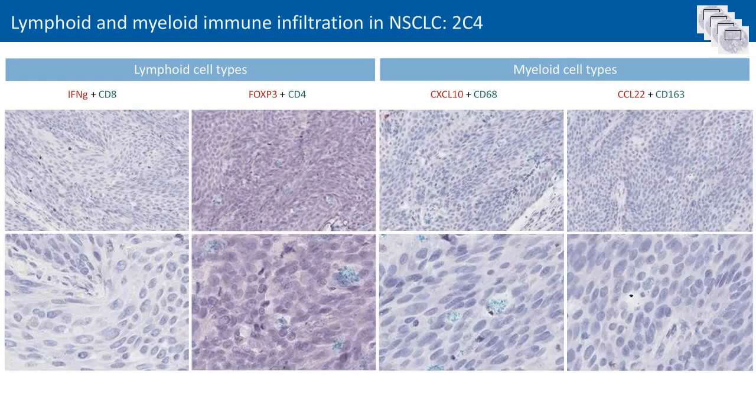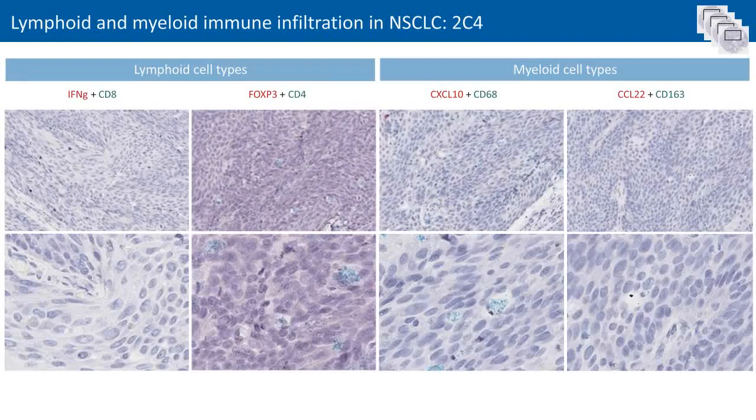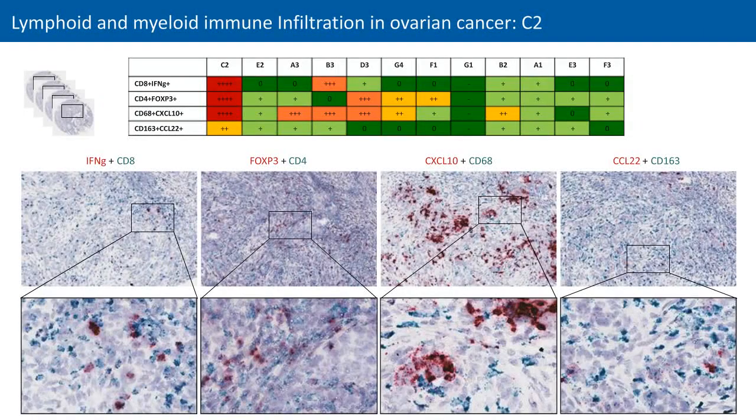Then we also have this 2C4 core for non-small cell lung cancer, and that has low infiltration of lymphoid and myeloid immune cells, as you can see here, especially in comparison with this highly infiltrated core 2E2.